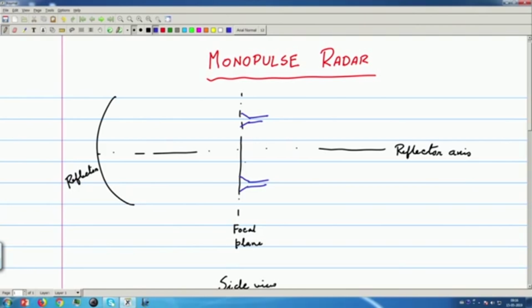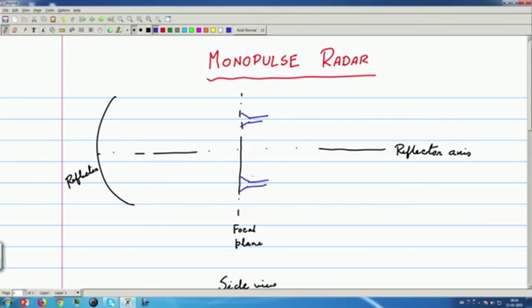There is a reflector, and in the focal plane there are 4 feed horns. Since this is the side view, only 2 are seen, actually they are offset from the axis. If I see from the side, only 2 are seen, the other 2 are on the back side, so they are not seen. The reflector is a paraboloid reflector antenna, with a cluster of 4 feed horns in the focal plane. Horns are symmetrically offset about the axis.